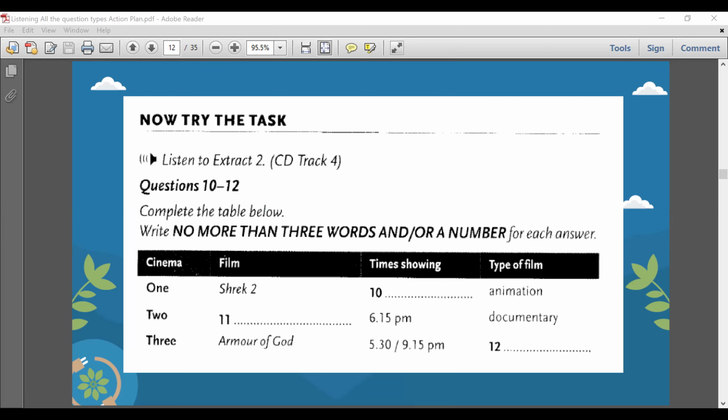Yeah, चलिए. Listening Section 2. Extract 2. Questions 10 to 12.